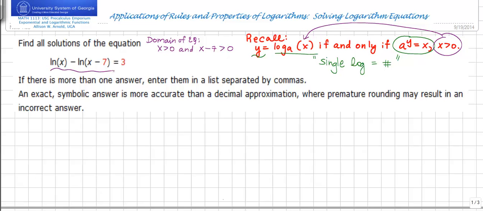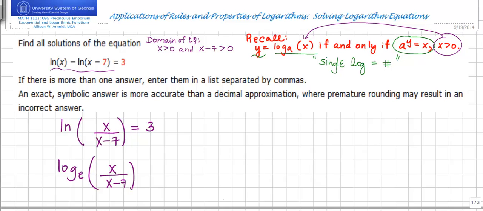Okay, but how do we make this single log equals a number? Well, you have log minus log, so you can write that as a single log. In this case, it's natural log of a quotient equals the number 3. We know from our shorthand definition that natural log means log base e. So using the definition of a logarithm above, we can rewrite this statement, log base e of the quotient equals the number 3, as e to the third power equals the quotient.